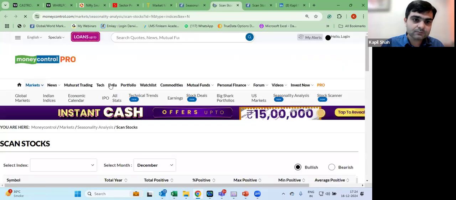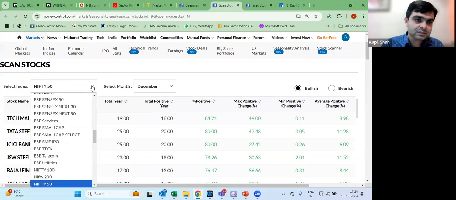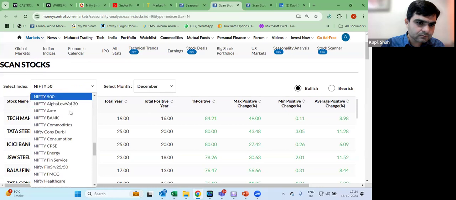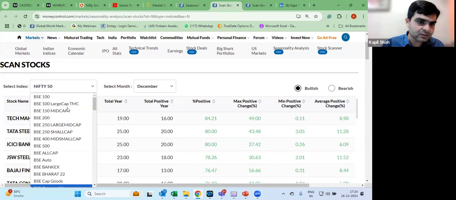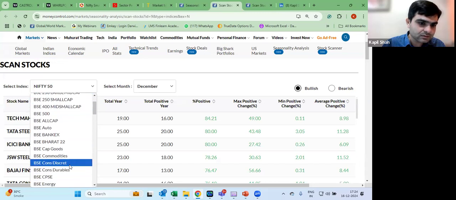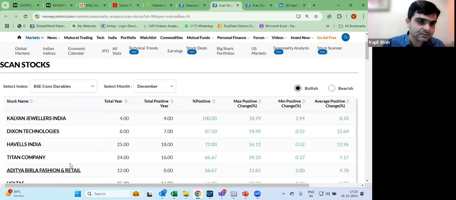So scan stock, and let's say this is my consumer durable. BSE has the wider history. Consumer means Nifty durable stock has recently formed. But let me see in BSE stocks. So BSE consumer durable space.